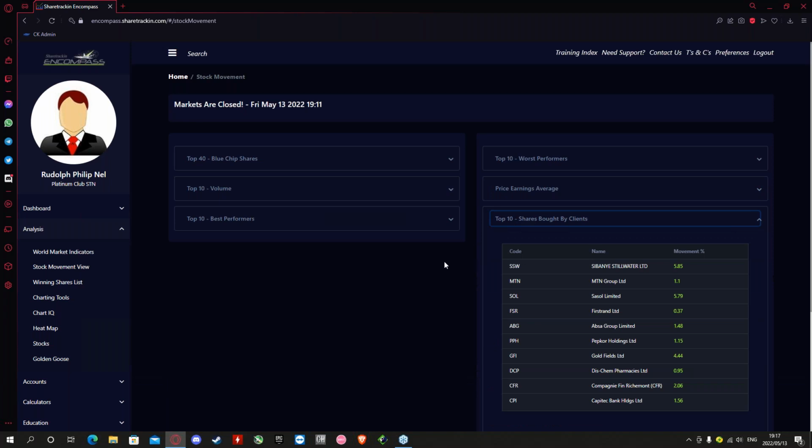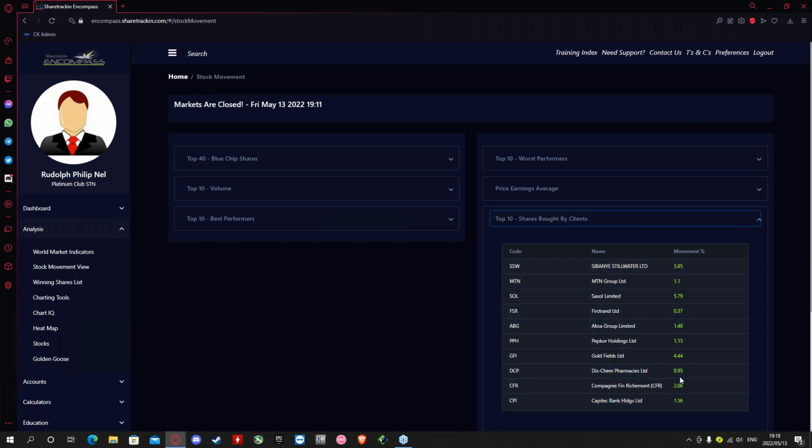Then your top 10 shares bought by clients. So this list changes as clients trade on the Sharetrackin software. The more people buy Sasol, for instance, the more that share would grow on the list and eventually be on the top of the list. The less people trade on Sasol, that share would go down on the list and eventually be removed from the list. So it will show you the codes for the companies that clients tend to trade, with the name of the company and then the movement for the day.